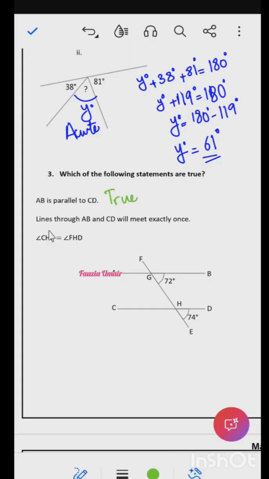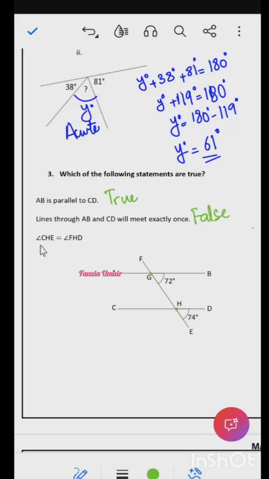Then, lines through AB and CD will meet exactly once. Ma'am, what does this mean? Lines through, just like this EF is a line through AB and CD. So will it meet exactly once? No. How many times will it meet? Twice. Yes, ma'am. So it's not once. So this is false, right?